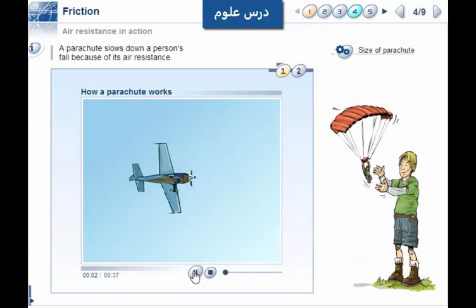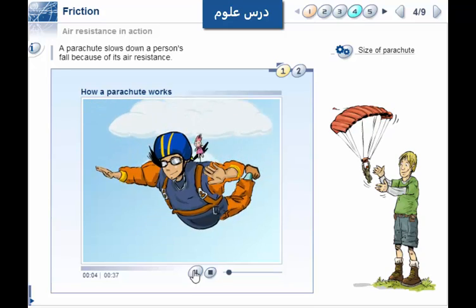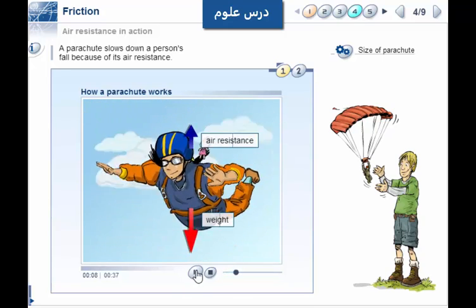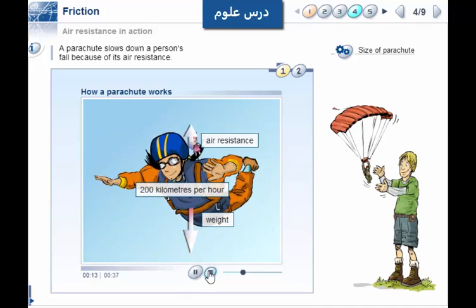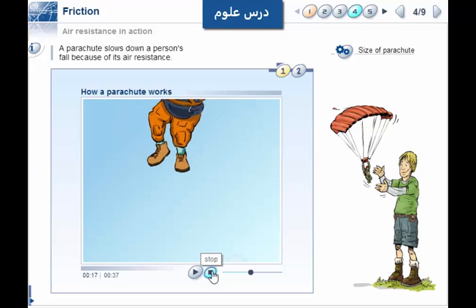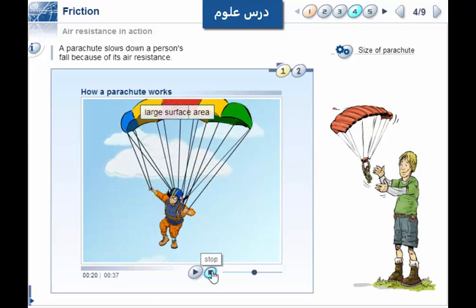The force of gravity, or weight, will cause a person to fall to earth very quickly, overcoming the drag of their body. Without a parachute, a falling person can reach a speed of 200 kilometers per hour. Drag can be greatly increased by using a parachute, which has a large surface area.